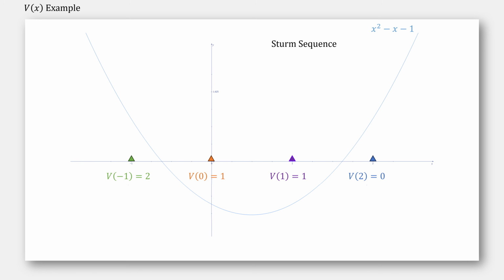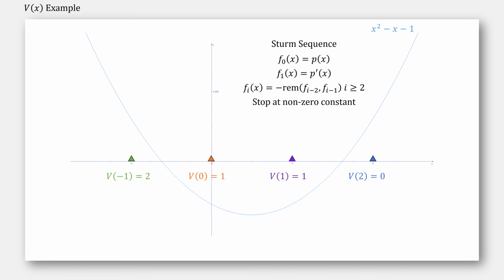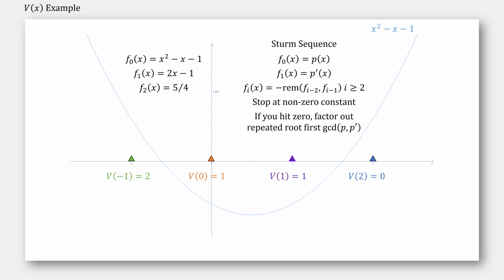A Sturm sequence starts with your polynomial as f0, using the derivative of the polynomial to be f1, and then using synthetic division to come up with a negative remainder of the last 2 functions in our series for f. We'll stop once we have a non-zero constant, and if you ever do hit 0, factor out the repeated root first using the greatest common divisor, and then restart the process. In our example, f0 is x squared minus x minus 1, f1 would be 2x minus 1, its derivative, and then f2 is 5/4, our remainder after division, giving us these signs.